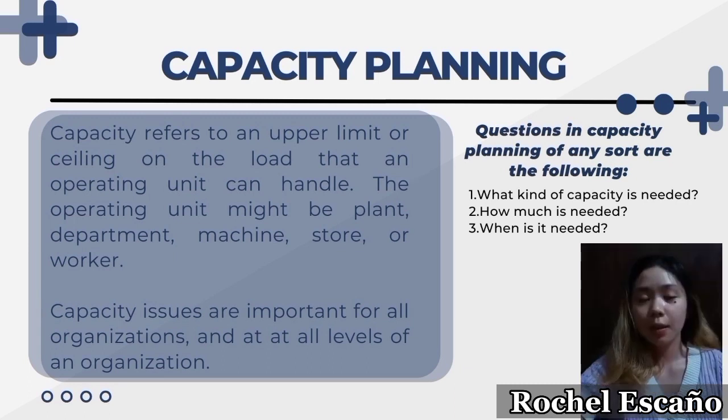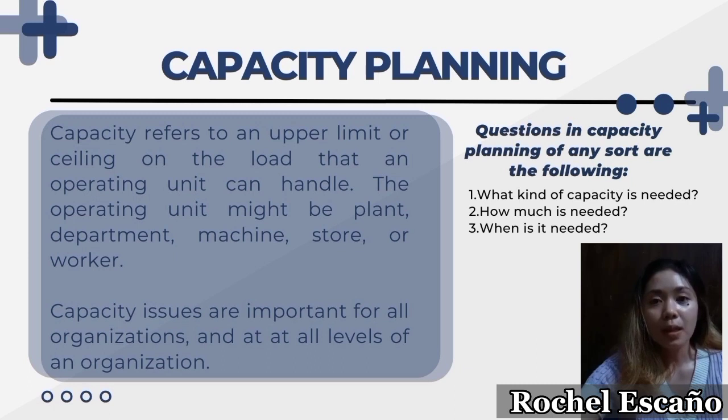The purpose of capacity planning is to prepare for any demand your company or organization may encounter so you can meet it successfully. Capacity planning acts as long-term, mid-term, and short-term. It is a planning process that determines the overall production capacity of a company or organization. There are three basic questions. First is what kind of capacity is needed? Second, how much is needed? Third, when is it needed?